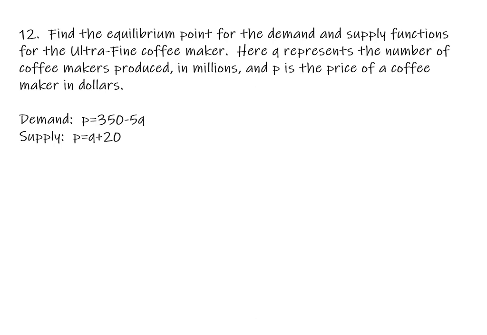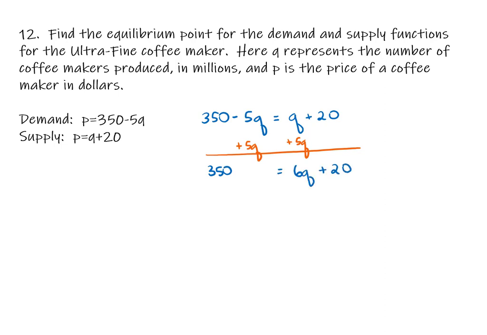In other words, we want to set these equations equal to each other. And so we're going to take our two equations and we're going to set them equal to each other. We're going to say 350 minus 5q is equal to q plus 20. And let's go ahead and solve this, moving our variables to the same side. Adding 5q to both sides, I get 6q. And then I'm going to move my numbers all to the other side. So I'll subtract 20 from both sides. I get 330 is equal to 6q.